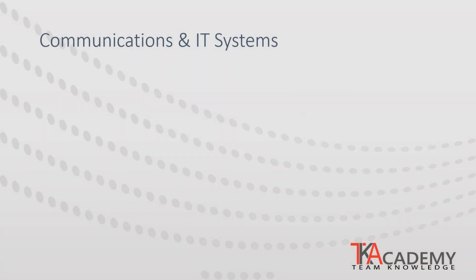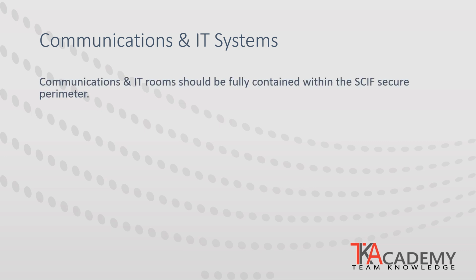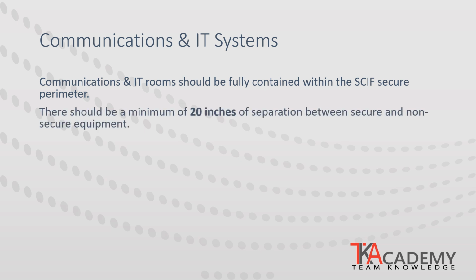Communication and IT systems are crucial components of modern-day skiffs and are often the most vulnerable to infiltration and compromise. There are physical measures that can be implemented in a skiff design and construction to protect these vital systems. A communication server room should be located fully within the skiff perimeter to make it part of the secure and protected environment. The server room should be adequately sized so that there will be a minimum of 20 inches between equipment of different classifications, such as secure and non-secure systems. This distance between equipment may increase to 36 inches in certain security conditions.